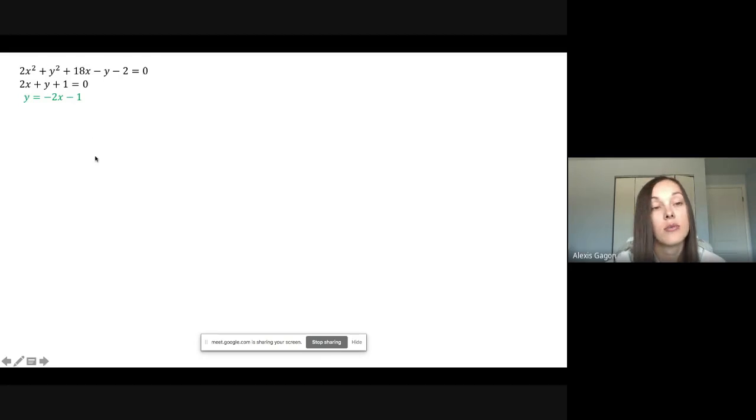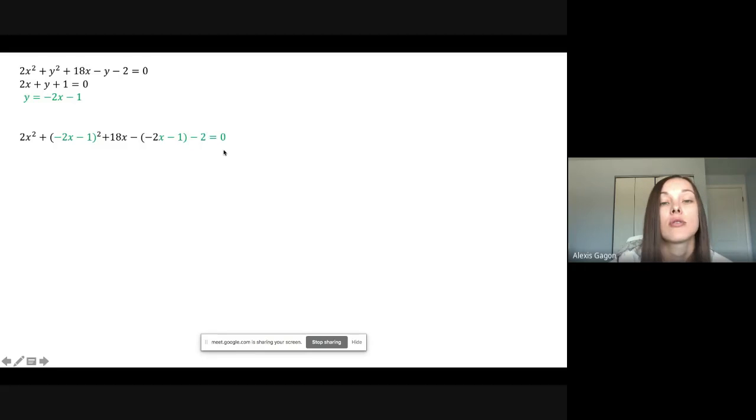So then this is going to be 2x squared plus negative 2x minus 1 squared plus 18x minus, that's supposed to be green right there, but negative 2x minus 1 minus 2 equals 0. All that was supposed to be black, but whatever.